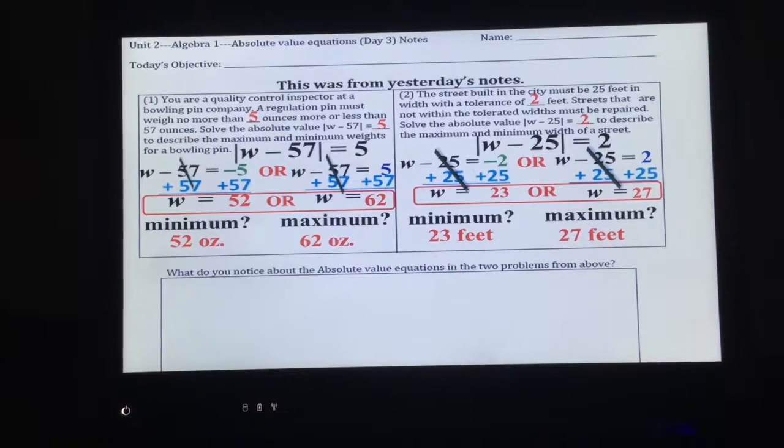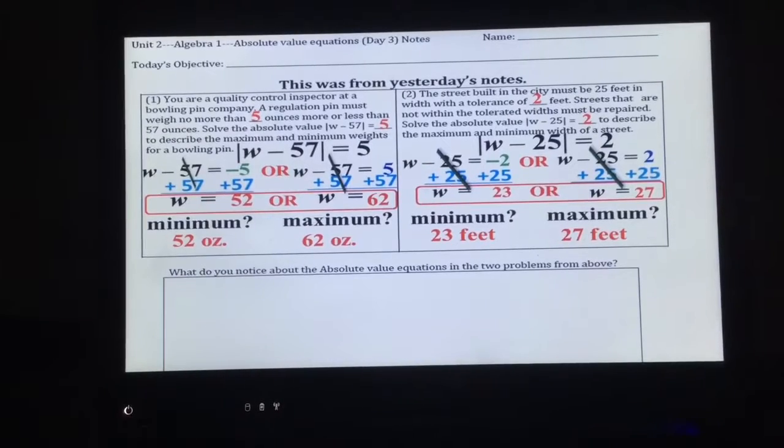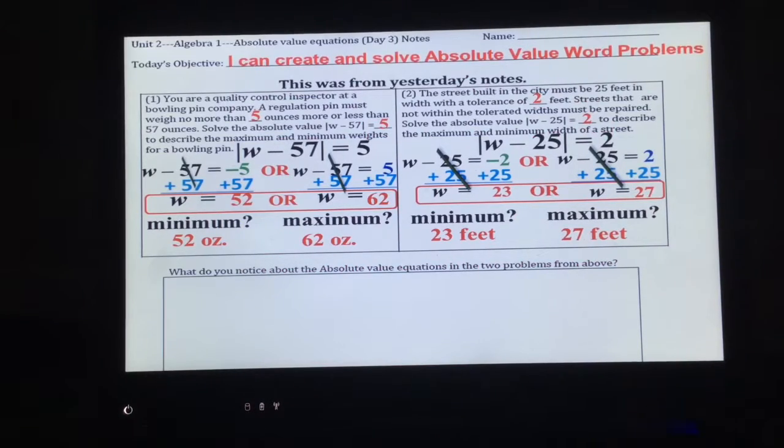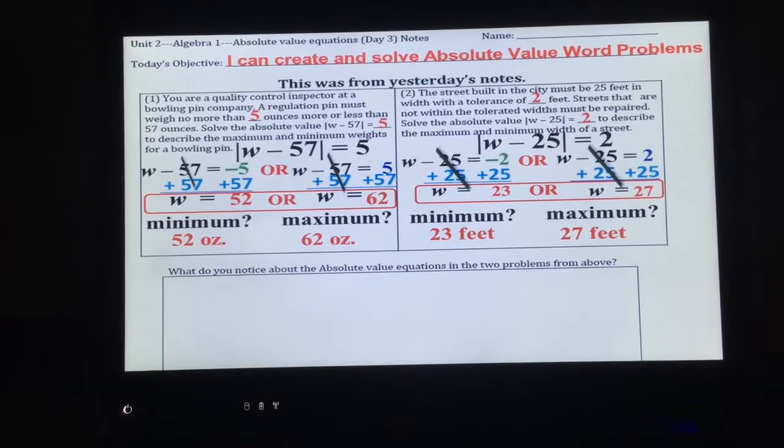Hey guys, welcome back. So today is day 3 for absolute value equations. Now, just to recall, yesterday we were solving absolute values that were in word problems. Today we're going to be creating and solving absolute values from word problems. So let's go ahead and write down that objective.